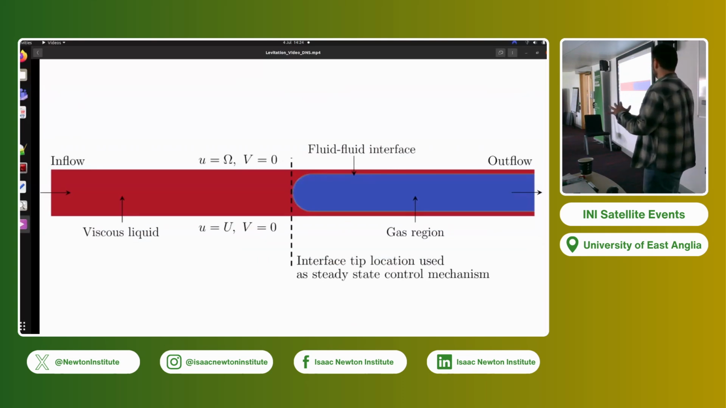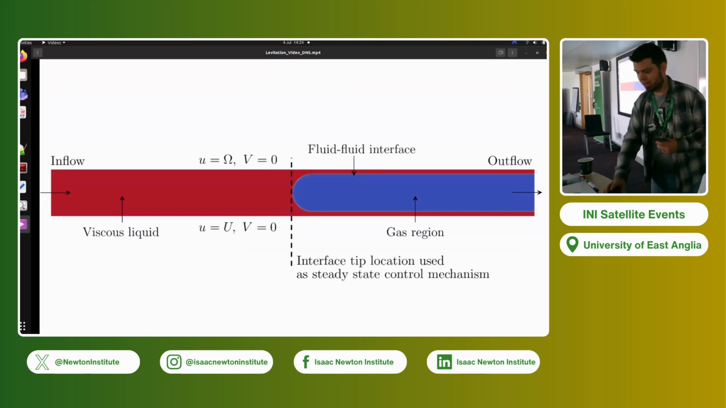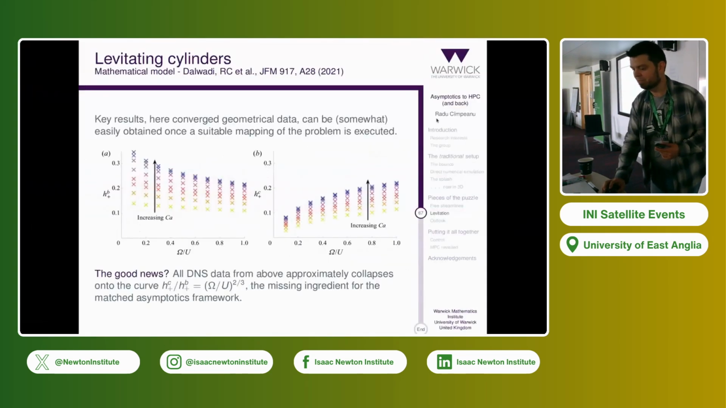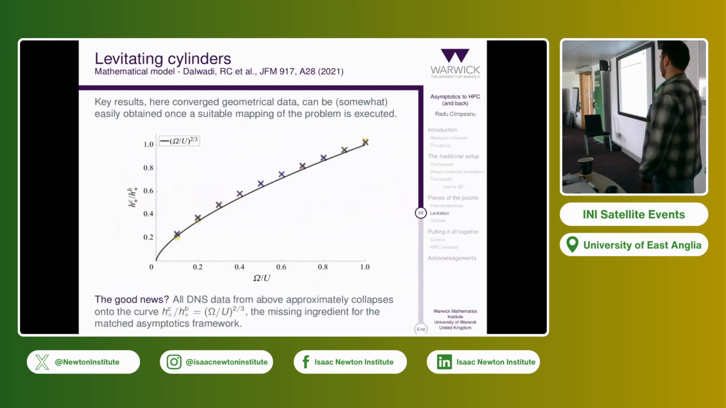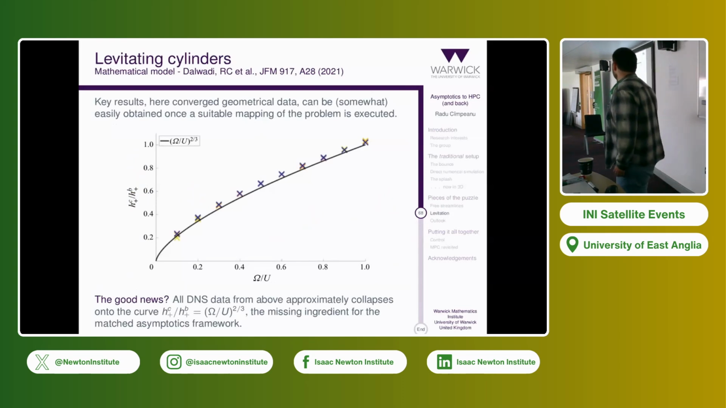And to be honest, if I needed to do the full transient for the full DNS, this problem would have been a lost cause. So I think this is one that really shows that you need both in place to inform one another. And if you then get all of this data, you can collapse it all into one picture. And it turns out that the law you need is a law where the ratio is the velocity of the conveyor belt relative to the normalization velocity to the power of 2/3. And it's that power of 2/3 that we were missing.